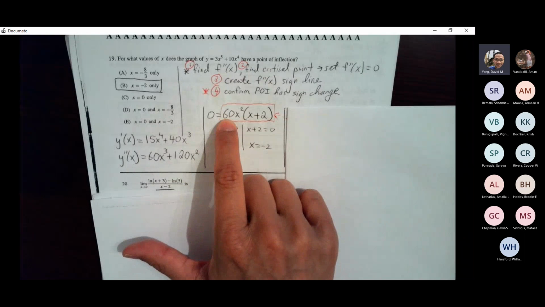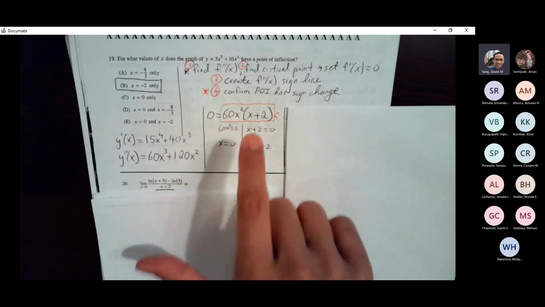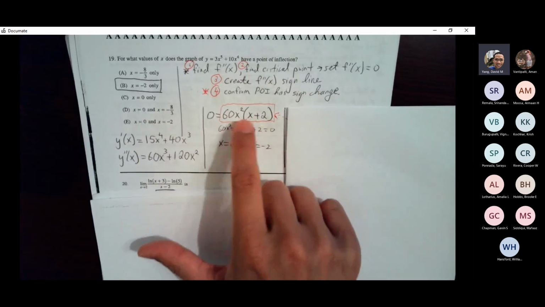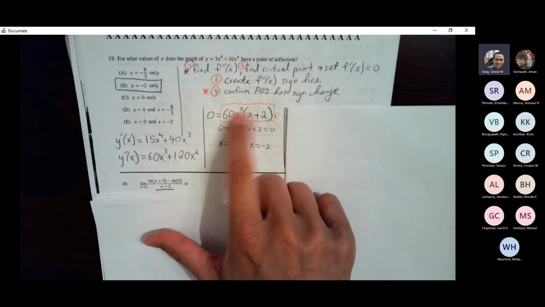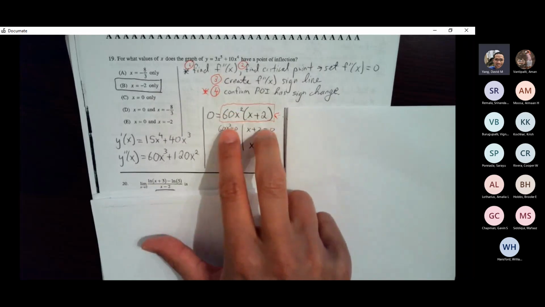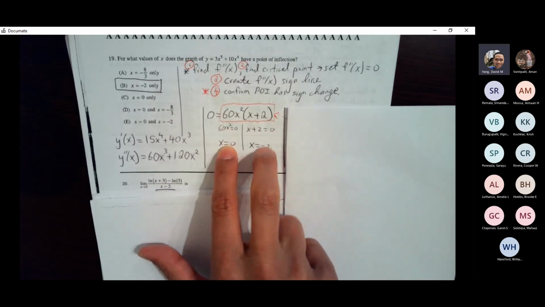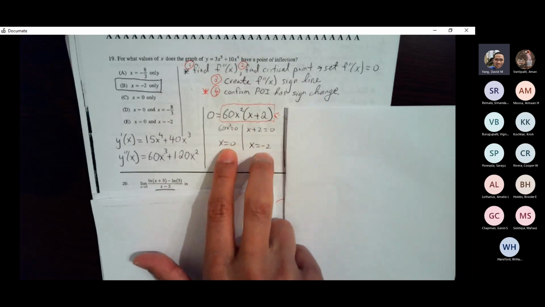60x squared is our GCF. Factor 60x squared out. We're left with x plus 2. Set the 60x squared equal to 0. Set the x plus 2 equal to 0. We get x equals 0 and x equals -2. Now we have two critical points.